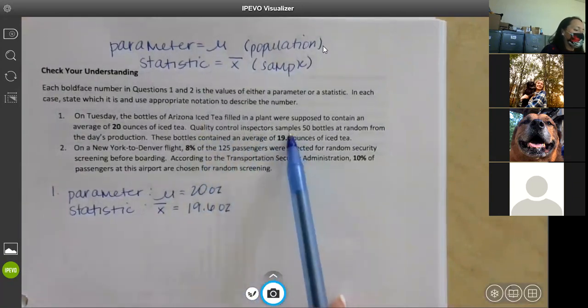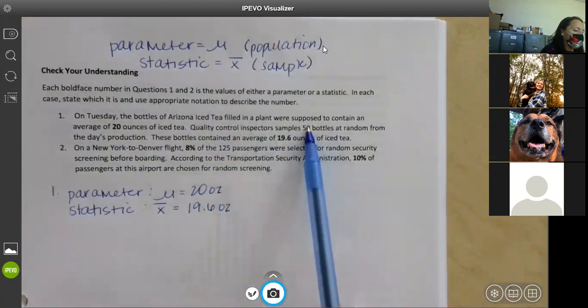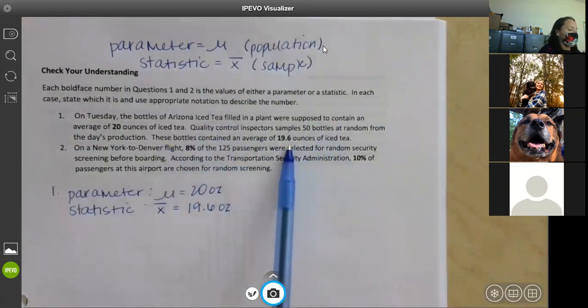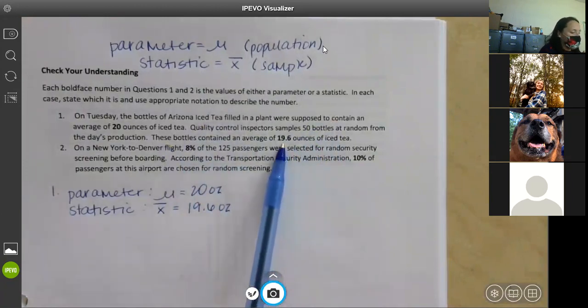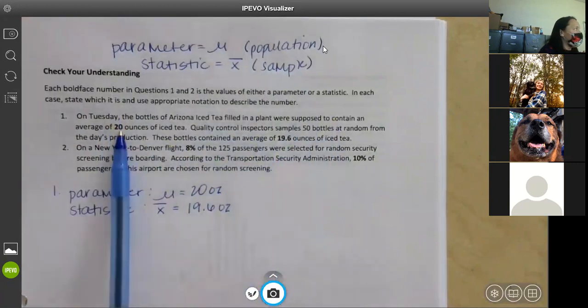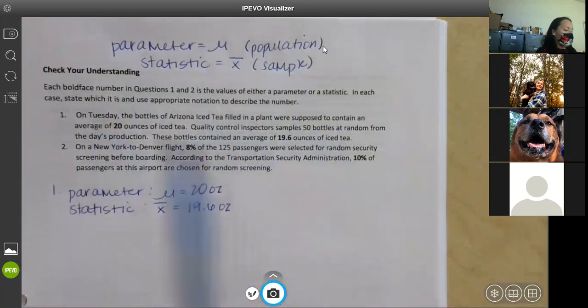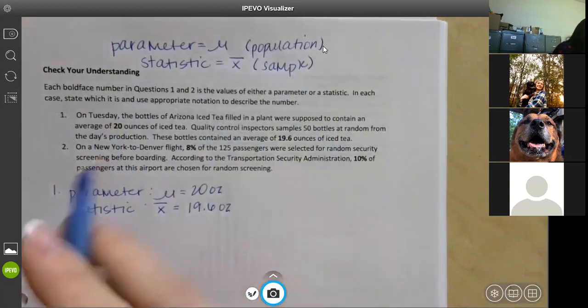Quality control inspectors sampled, it should say sampled, sorry, 50 bottles, and those bottles had an average of 19.6. So this is the average for the sample. This is what every average should be. The entire population should be close to 20. Got it? All right, we'll get number 2.